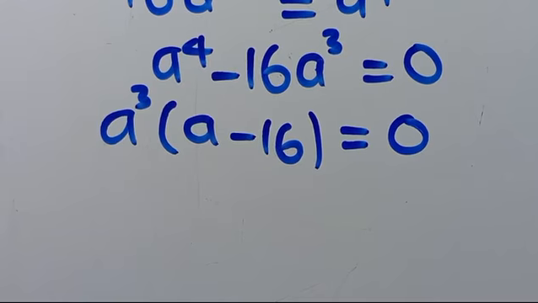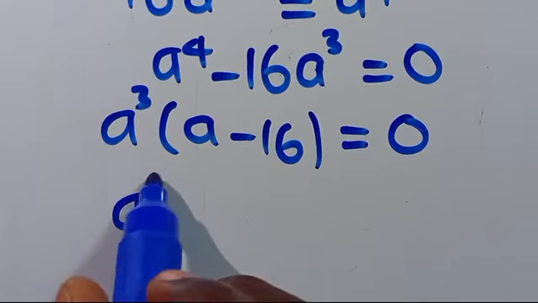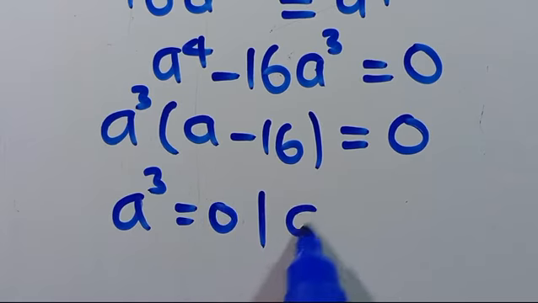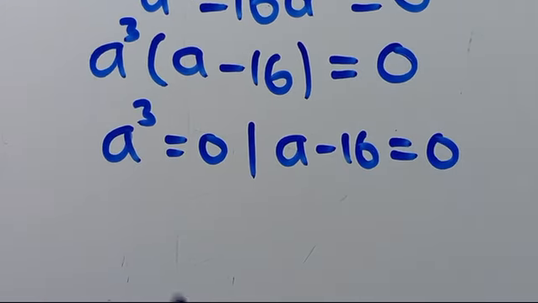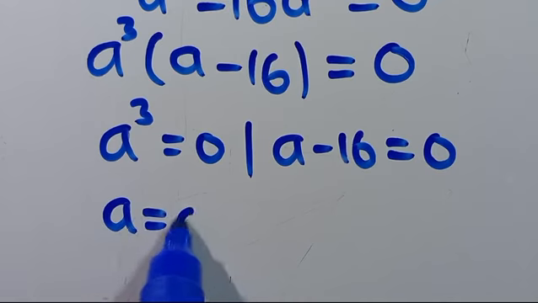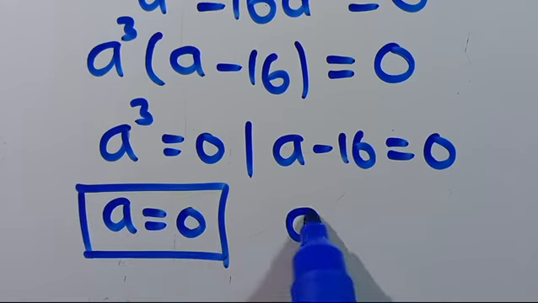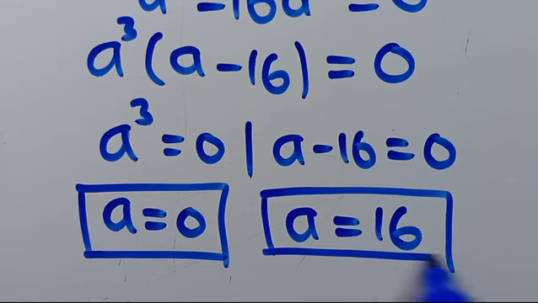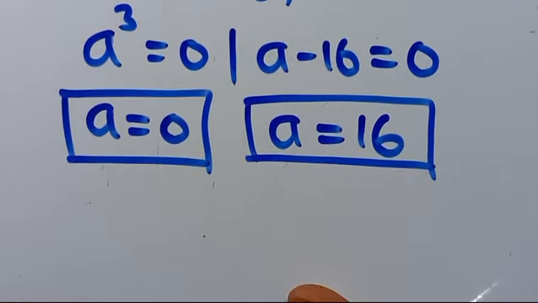Now from here, by applying the zero product rule, either we have a to the power of 3 equals 0, or we have a minus 16 equals 0. And so therefore from here we have a equals 0. Then from here we have a equals 16. So when we apply this first method, we have the value of a to be equal to this.